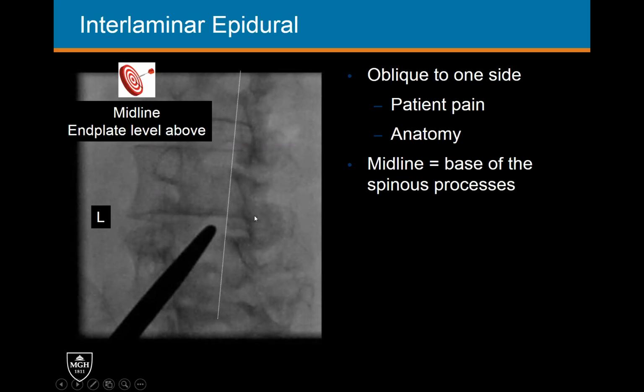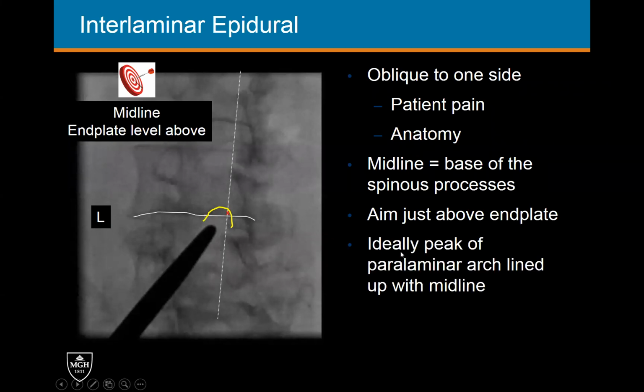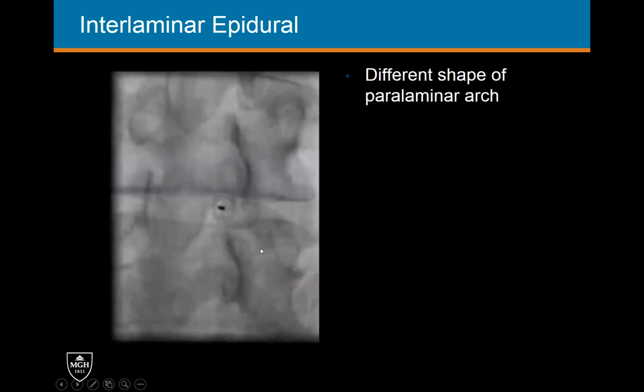You want to line that up with the roof of the paralaminar arch, the top of the paralaminar arch, and you want to target a little bit above the end plate, remember, because of the way the anatomy works out. Ideally, the peak of the paralaminar arch lines up with this dotted line. However, because every paralaminar arch looks different and has different anatomy, in this case it's just not achievable. So you do the best that you can with what you have there, but this would be the ideal.